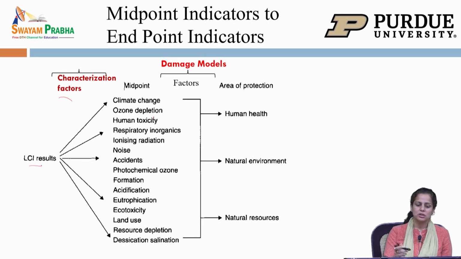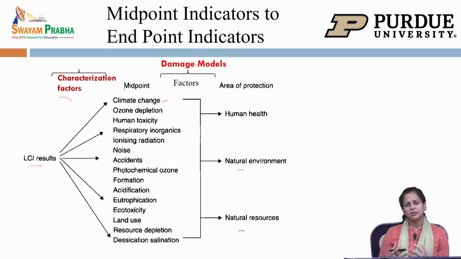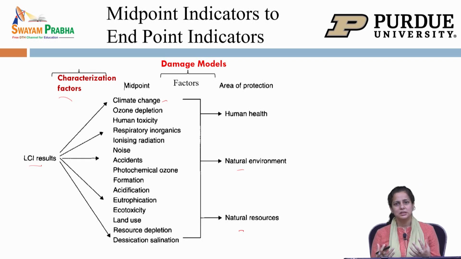So, that is actually the impact of climate change on the natural environment, or even natural resources, how we are obtaining different agricultural resources, and that is currently a huge area of study, but there is not a consensus. So, it is still under development to create those damage models for these midpoint categories on the protection areas of natural resources or natural environment.